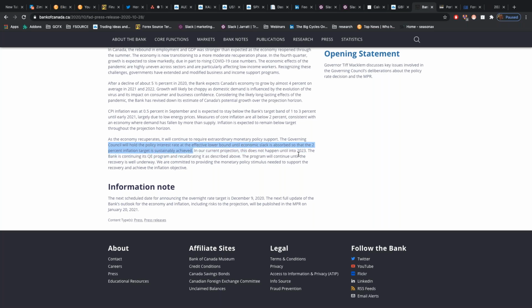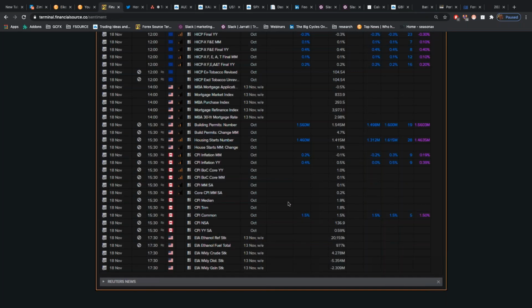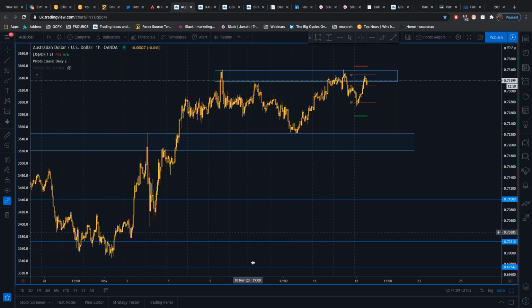In our current projection, it doesn't happen to 2023. So what they're saying is that they're only really going to think about raising interest rates when inflation gets above 2%. So that means if inflation does come out above that 2% target, say you get median trim coming up above 2%, say you get the CPI-common coming in about 1.7%, then we'd see CAD strength. So that would be a very potential trade to look at in shorting the US dollar CAD.